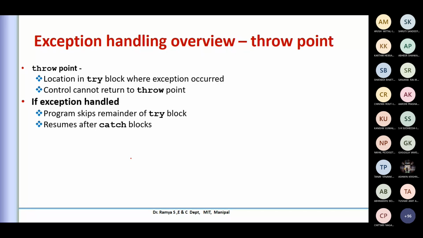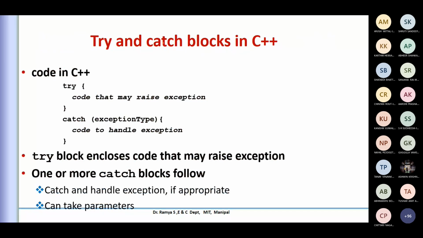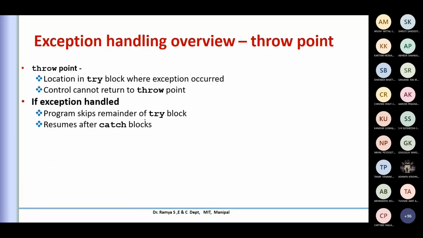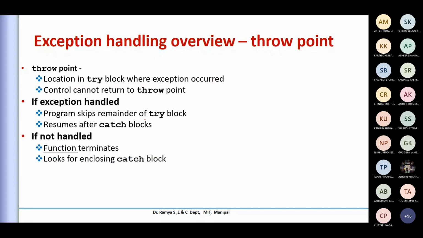And so if you see the previous one, if an error happens at the first line, okay, it will go to the throw, and it will come to the catch. So whatever remains after this will not be executed because you have thrown the exception and it has come to the catch block. Okay, so that is the meaning of that. So the program skips the remainder of the try block and resumes after the catch block. Okay. So if not handled, the function terminates and looks for an enclosing catch block.